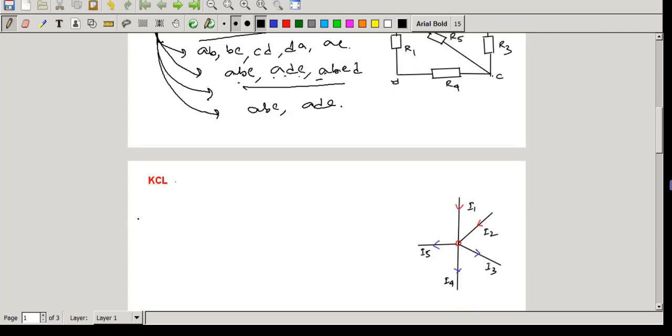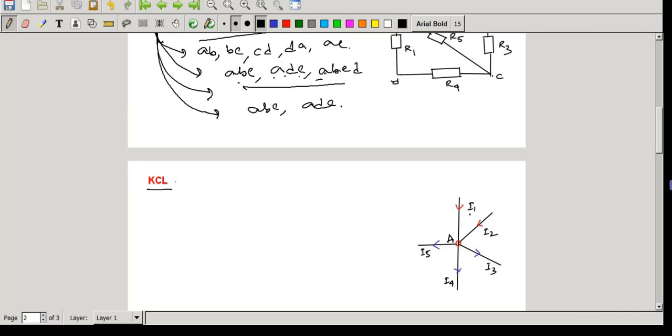Now directly we start with KCL. There are two fundamental laws in network analysis: Kirchhoff's current law, KCL, and the other, Kirchhoff's voltage law. Now in Kirchhoff's current law, what does it state? It states that in any electrical network, the algebraic sum of currents meeting at any node of a circuit is zero. So if we consider this is node A, now there are 5 currents meeting at a single node, then the total current is equal to 0.